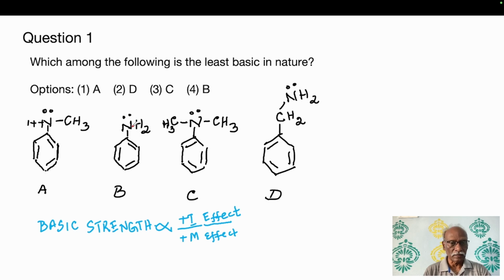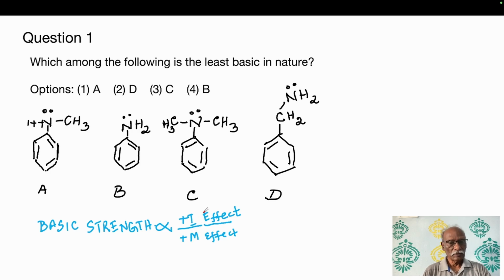If the lone pair of electrons is more available for bond formation, that compound is more basic. If less available, then it is less basic. The availability of the lone pair of electrons on the nitrogen atom can be decided mostly by these two effects. One is the plus I effect, the other one is the plus M effect. The plus I effect is directly proportional to the basic strength, whereas the plus M effect is inversely proportional. It means if the plus M effect is there, the basic strength is reduced.